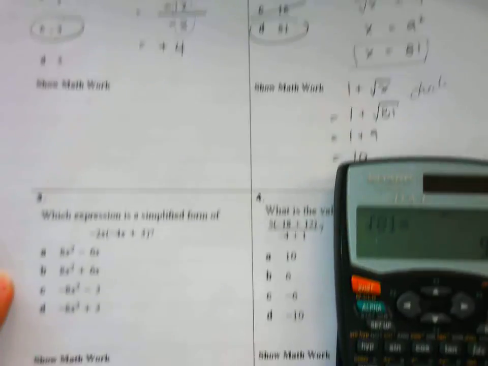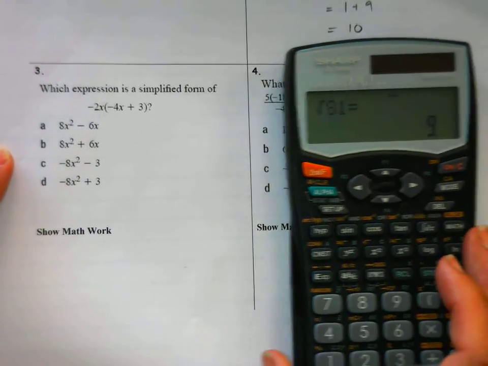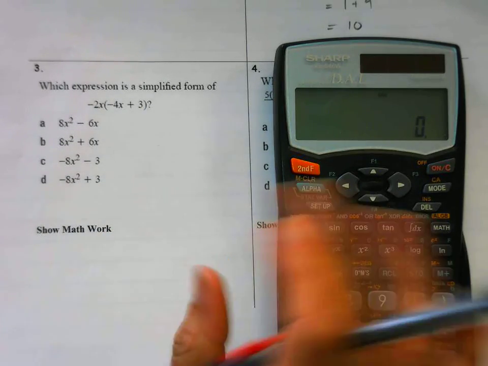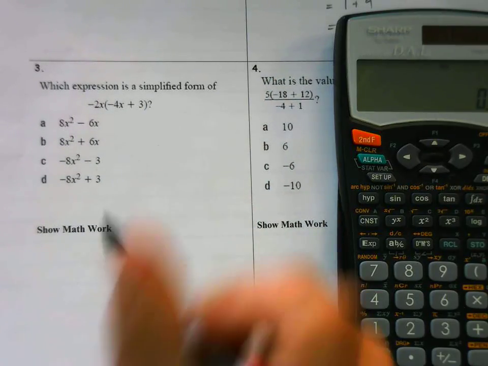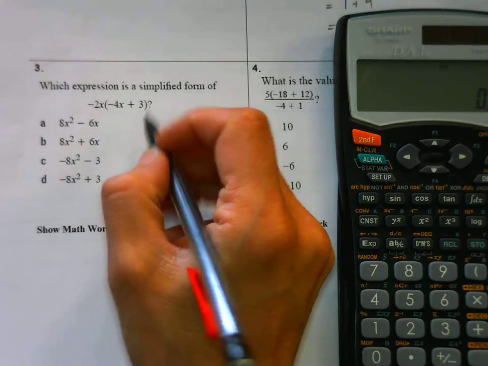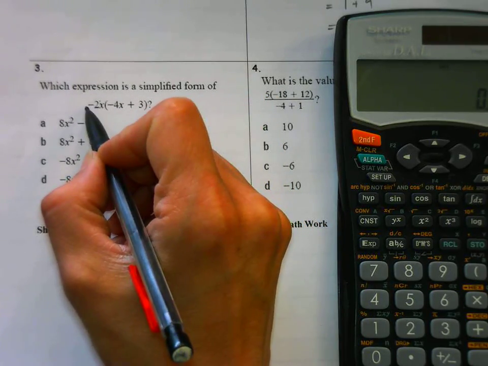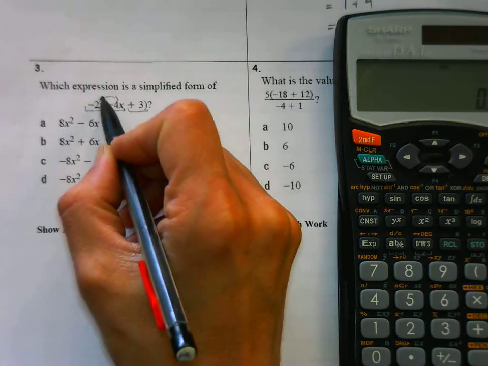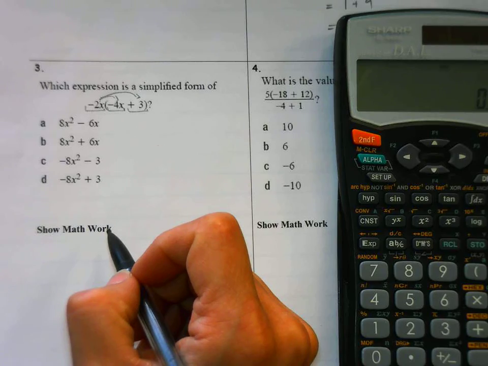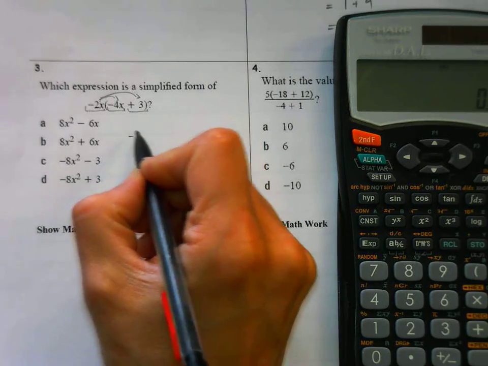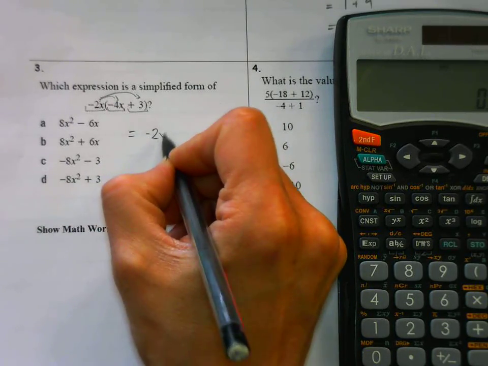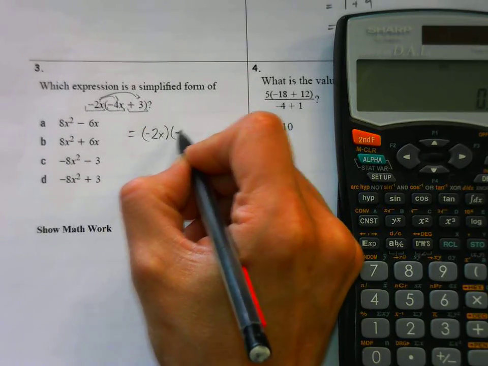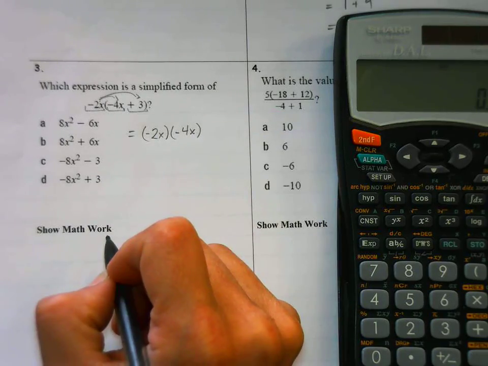So let's go ahead and do number 3. Number 3, here we go. Which expression is a simplified form? So there were 2 ways we did this in class. One way is to distribute. We have this term right here, and we have to multiply it by this term and this term. So we use these little arrows. Some people call it a rainbow, and I need to make sure I do that. So the way to distribute it is to multiply by each term. So there's the negative 2x, and I need to multiply that by negative 4x.